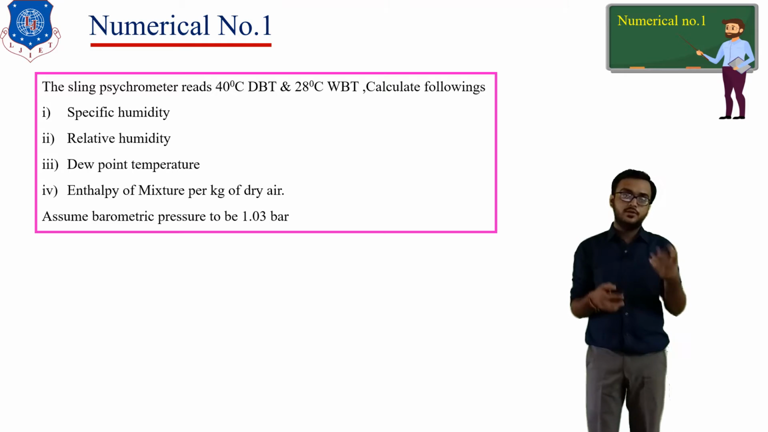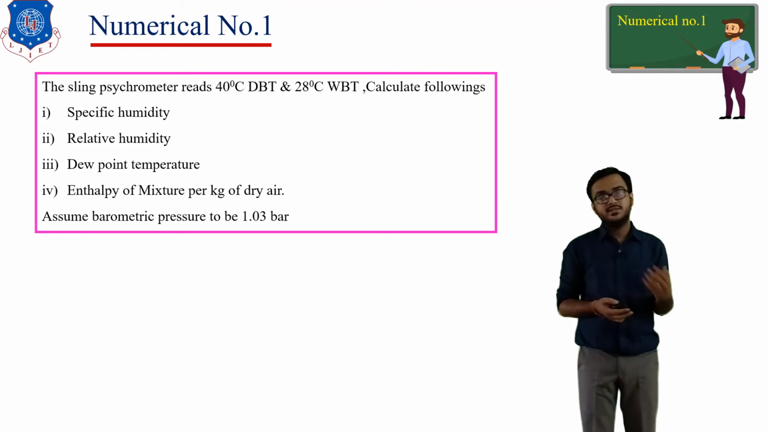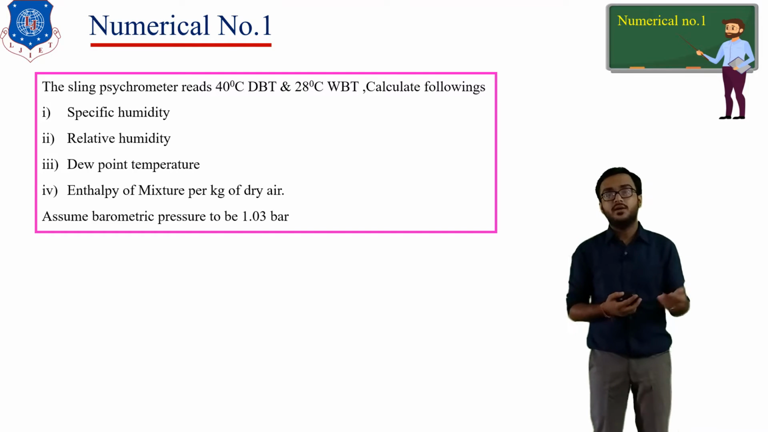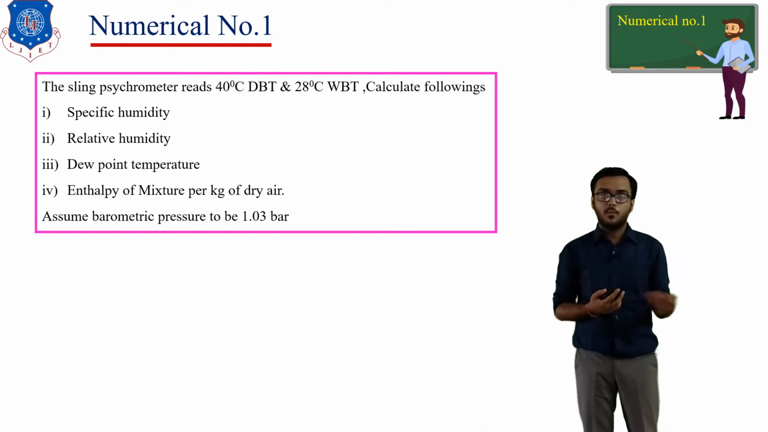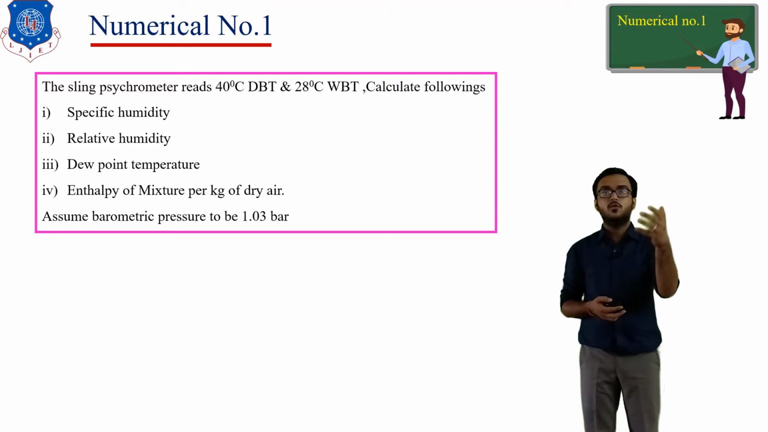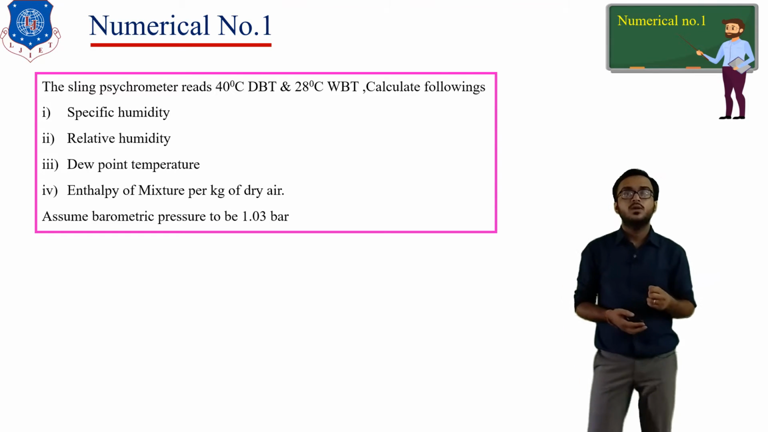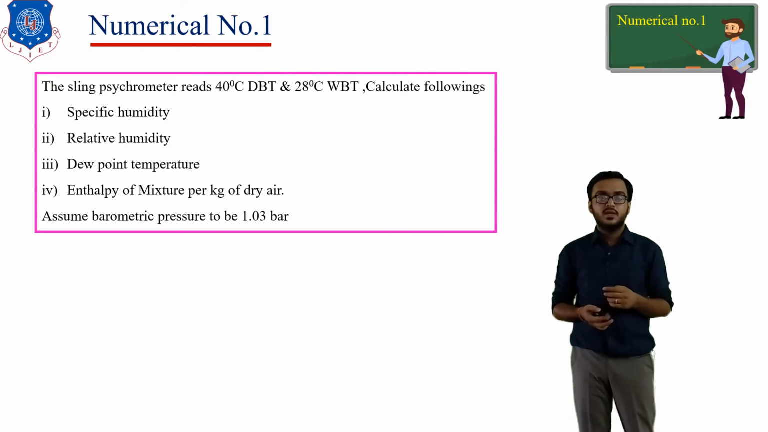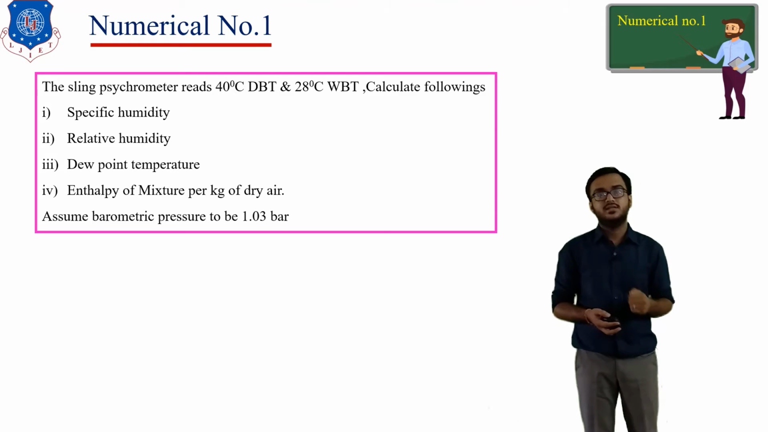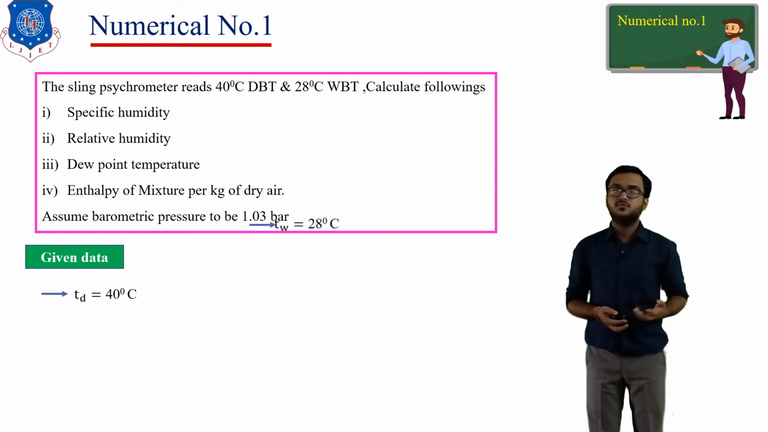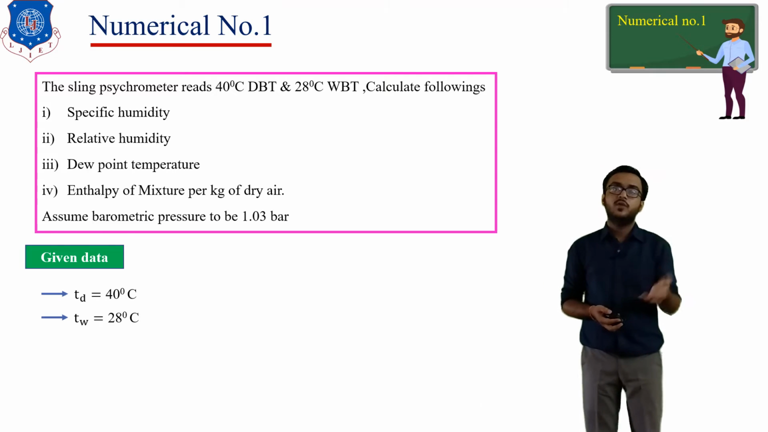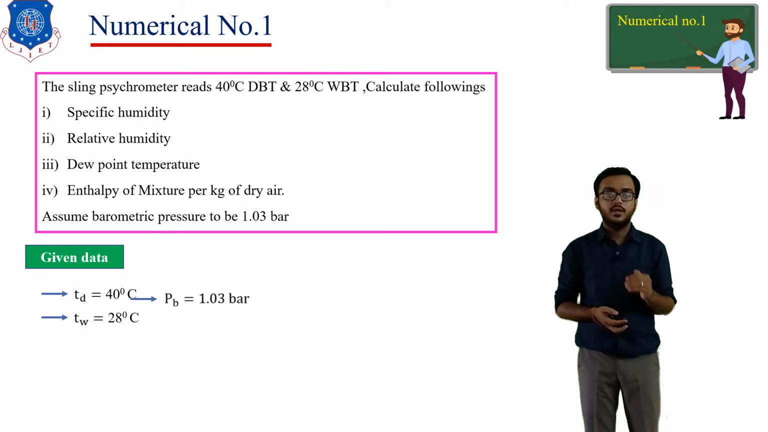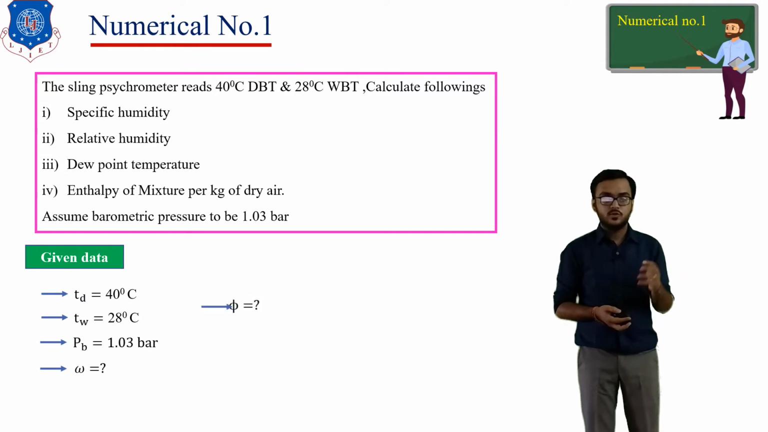Likewise, you need to remember all the equations that we have discussed during the discussion of the psychrometric terms, and we need to identify the different properties. Based on the properties we are able to find these 4 terms, namely specific humidity, relative humidity, dew point temperature and the enthalpy of mixture. Here in the given data, as I told you, we have 2 temperatures, dry bulb and wet bulb. Dry bulb Td is 40°, wet bulb Tw is 28°. We need to find 4 different properties. So let's begin with the solution.